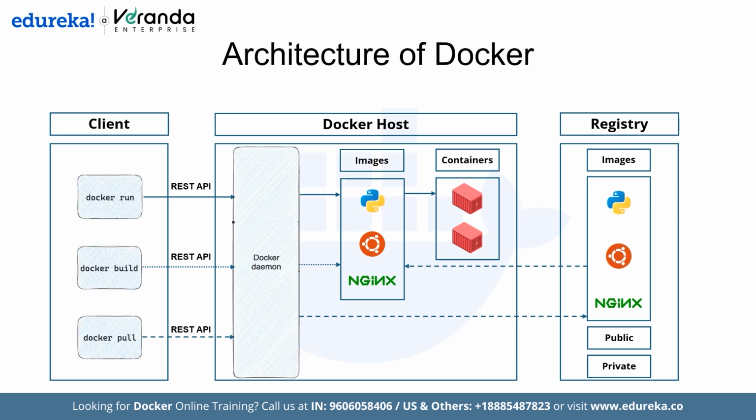Next comes the Docker registries, that is, Docker Hub. Docker registries are repositories that store Docker images. The most common registry is Docker Hub, a public registry maintained by Docker. Developers can push their custom images to a registry or pull pre-built images for use in their projects. Registries can be public or private, allowing organizations to manage and store their proprietary container images securely. The key role of a Docker registry is that it stores and distributes Docker images.